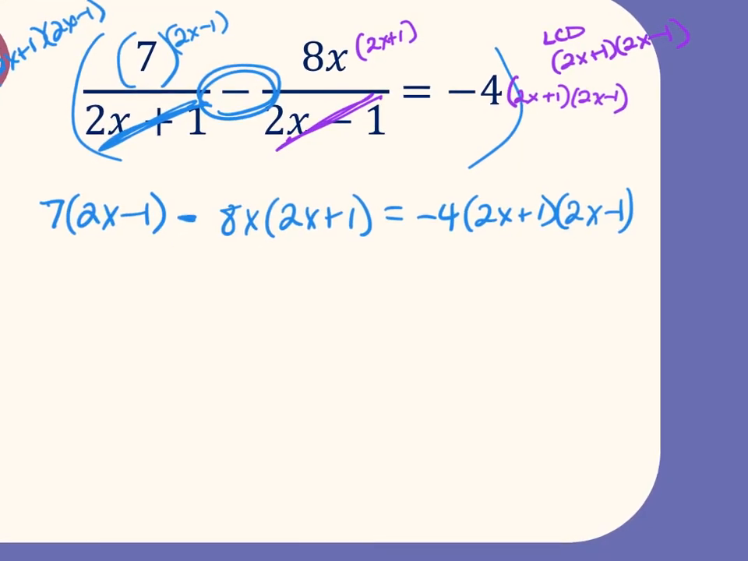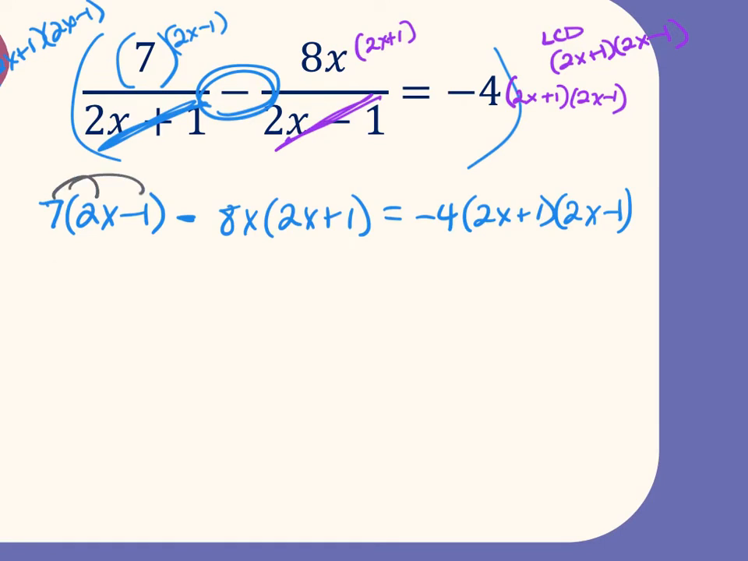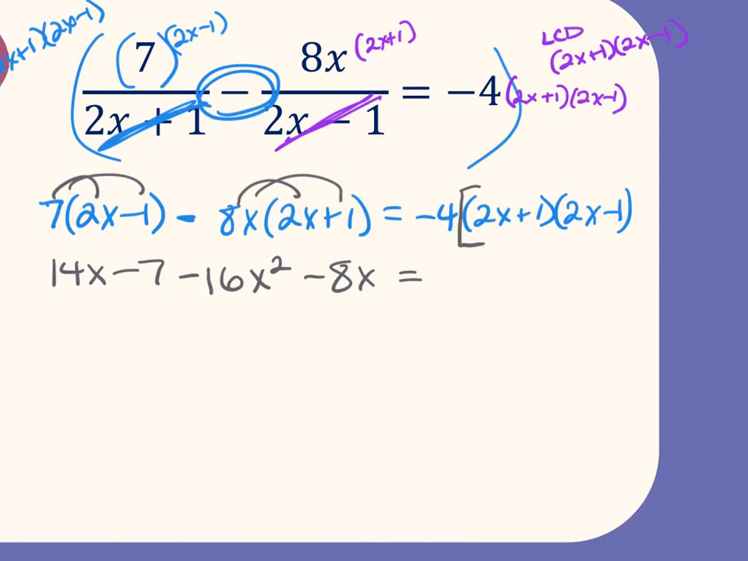Then I've got to distribute all that out. So the 7 gets distributed, 14x minus 7. Negative 8 gets distributed, negative 16x squared minus 8x equals, this is a special product. If you catch it, it's the difference of two squares, right?